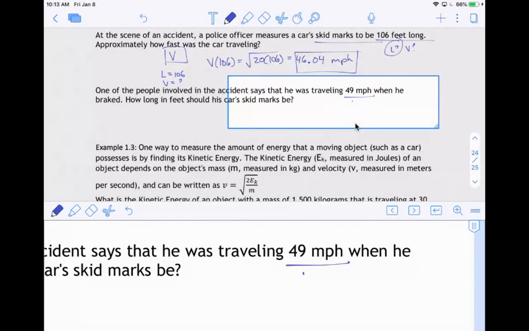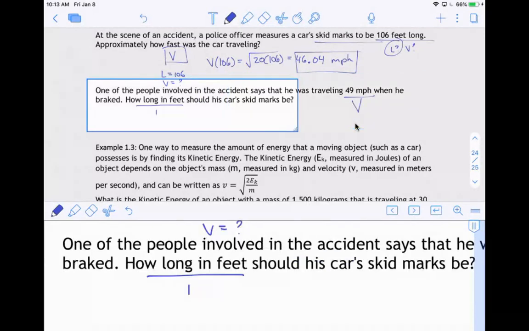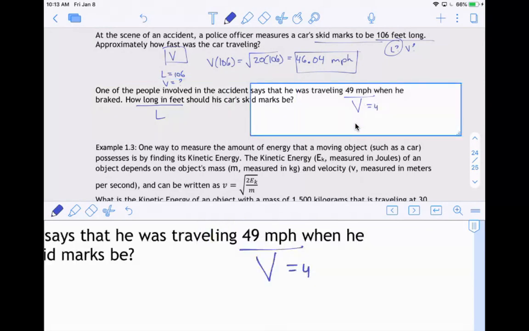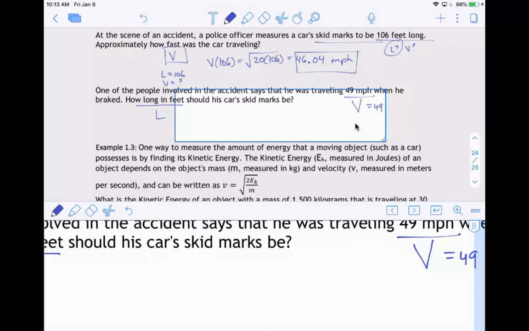Just double check how long in feet. In fact, they do want an L. So velocity is equal to 49. They want an L. And this whole process of identifying your variable might seem a little silly, but it is very easy to mix those up. It is very easy to just plug in 49 now. But that's not what we're after. 49 is the velocity, and we need to figure out the L. Okay, so let's go ahead and do that.